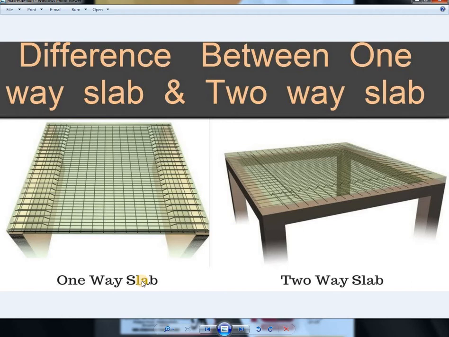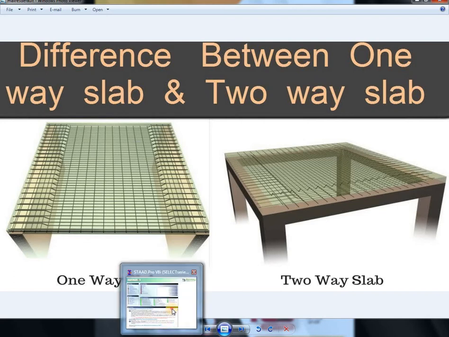The two-way slab is supported on four sides. The loads will be transferred in both directions. This is called a two-way slab. Okay, let's start our project. I'm going to open the Staad Pro.